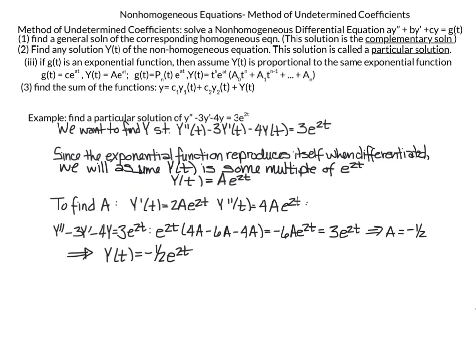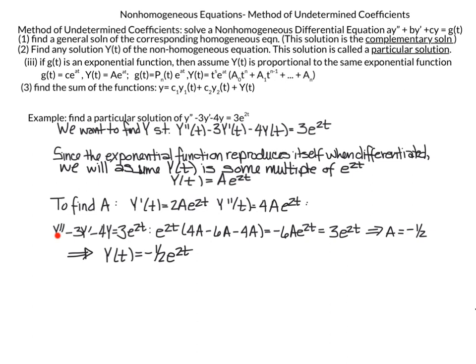We can take the first derivative of y, and that will give us 2A e to the 2t, and the second derivative will give us 4A e to the 2t. Now we're going to plug our y prime and y double prime into our differential equation, that is, y double prime minus 3y prime minus 4y is equal to 3e to the 2t. Each of these terms has e to the 2t, so I'm going to factor that out.